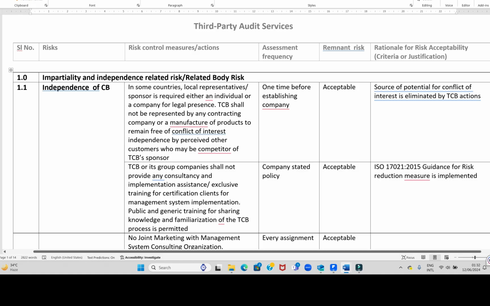in certification. So here we have the risks, the risk control measures, then the assessment frequency, the remnant risk, meaning how much risk is going to remain, and the rationale for the risk reduction and acceptability. Why do we accept this risk as acceptable, and why is the remnant risk acceptable? Why are these risk control measures acceptable? These are the justifications.